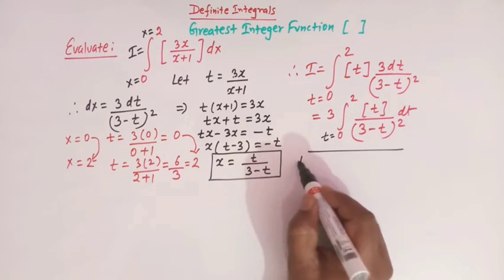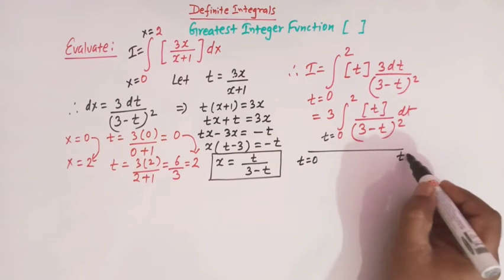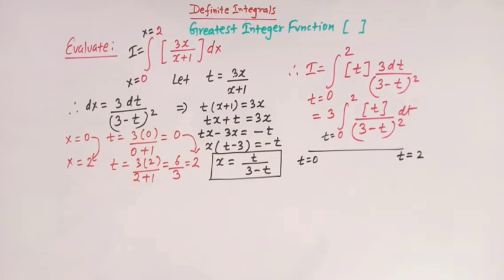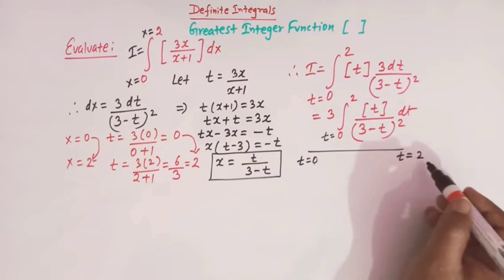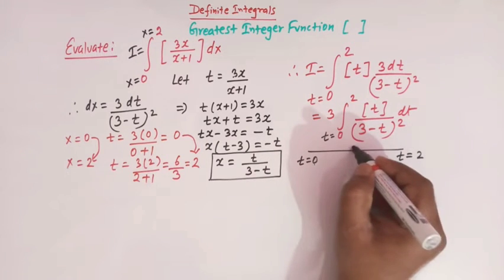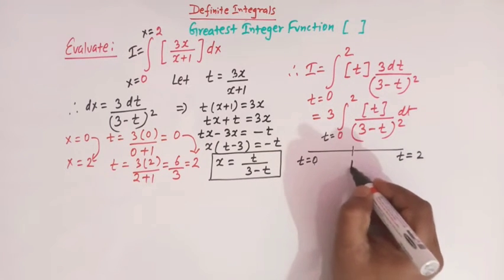So here we have t equal to 0, here we have t equal to 2, and between 0 and 2 we have the integer 1.